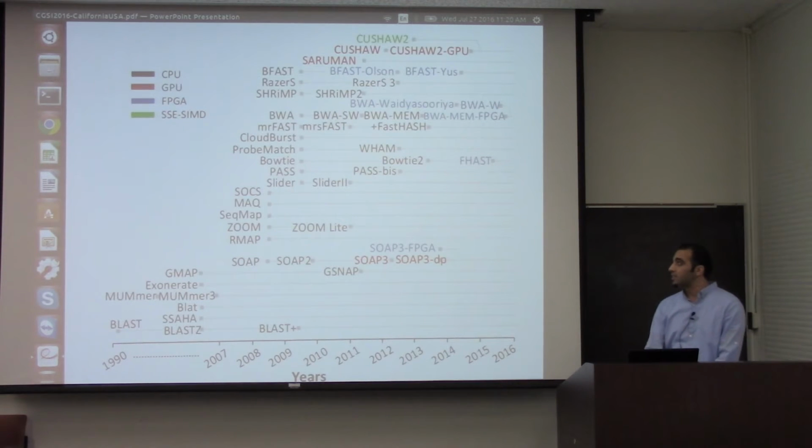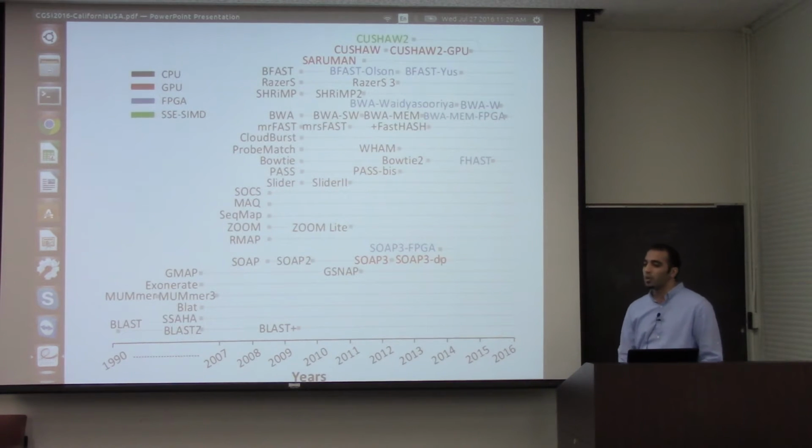You can see here the timeline of mappers over the last two decades. Only in the last 5 years did hardware accelerators start getting more attention. You can see the blue mappers are on FPGA, the red on GPU, and so on.